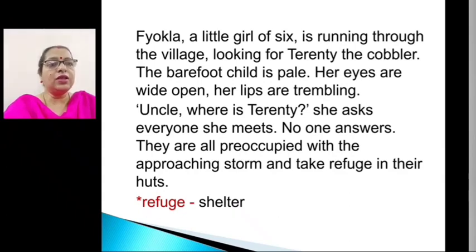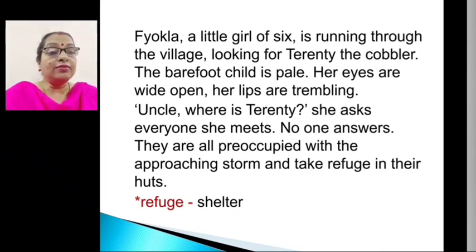Foykla, a little girl of 6, is running through the village looking for Terenti the cobbler. The barefoot child is pale. Her eyes are wide open. Her lips are trembling. "Uncle, where is Terenti?" she asks everyone she meets. No one answers. They are all preoccupied with the approaching storm and take refuge in their huts. Refuge means shelter.